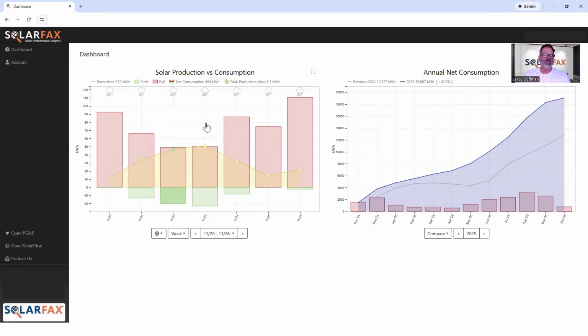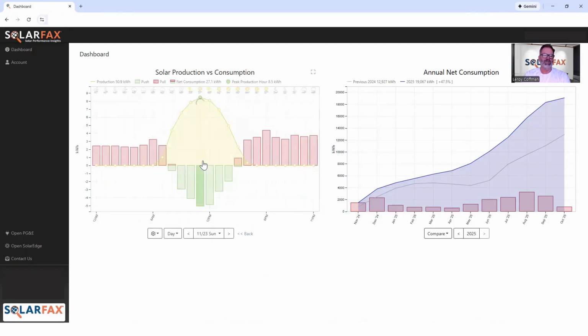And then if you click on any one of these bars, it'll drill down into the day. So here's a 24-hour period for this home, and we can see how much energy is being pulled from the grid every hour. We can see that the solar starts producing about 7 o'clock in the morning, and then we're exporting energy to the grid. And then as the sun sets, we start pulling energy from the grid again.